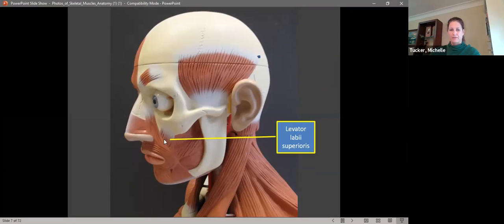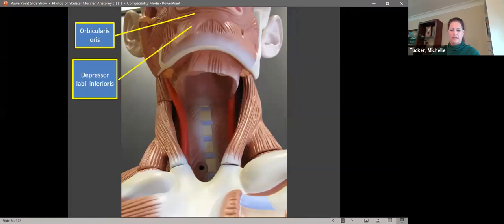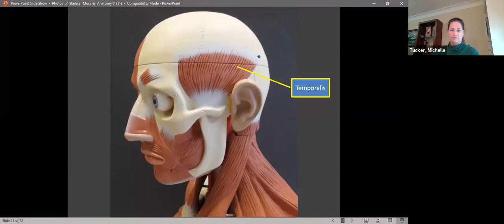So this is where levator labii superioris is. This reference is what you need to use to study for the lab exam. One thing also though is that these labels will not show up in the eLearn viewer. If you want the labels to show up, then you need to download the PowerPoint file. Let's see if I can get to one.